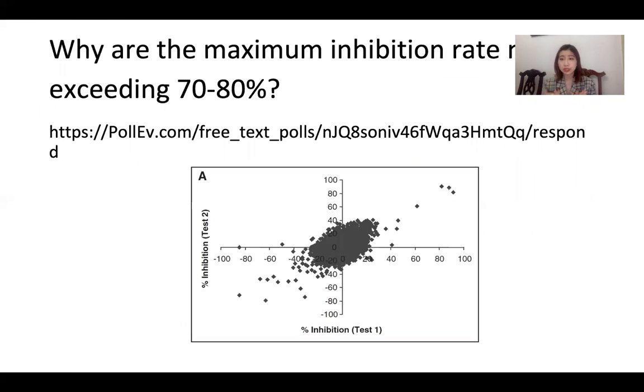Then it's figure 5 and figure 6, the HTS campaign. But first of all, let's look at figure 5. We can see there are 2 tests, and they also show similar trends here about inhibition rate. But we know they're rifampin resistant, so why isn't there 100% inhibition for the rifampin? The maximum is 70% to 80%. So why is the maximum inhibition rate not exceeding this number?